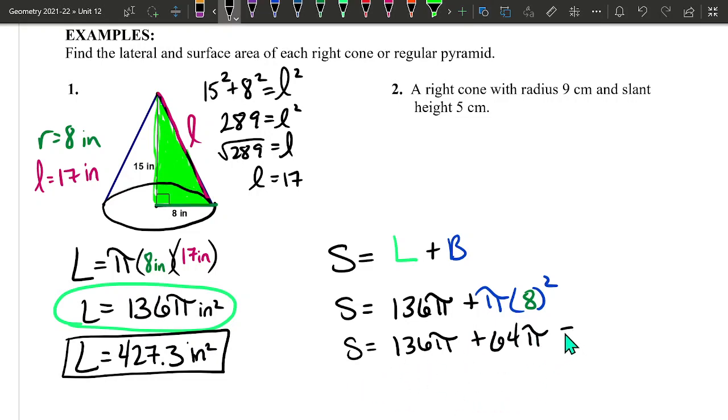So that gives us 200 pi. And these are inches squared. So as a decimal, 200 pi is 628.3. And these are inches squared.